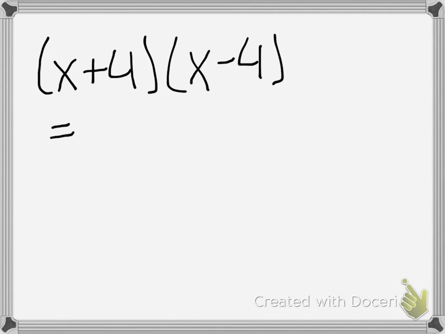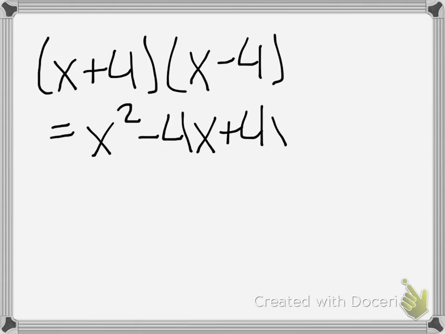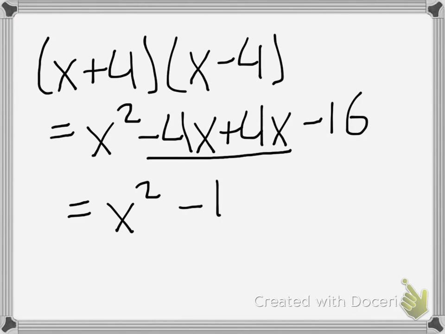We said we first multiply our first terms, so I have x times x, x squared. Then our outside terms, minus 4 times x, minus 4x. Then our inside terms, 4 times x, plus 4x. Then our last terms, 4 times minus 4, that's minus 16. But these two in the middle are like terms, and negative 4x plus 4x is 0. So those will go away, and I'll be left with x squared minus 16.